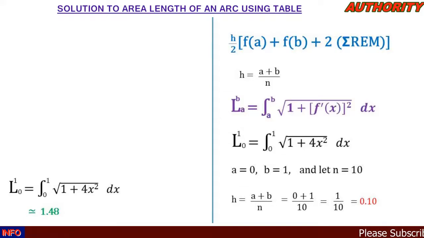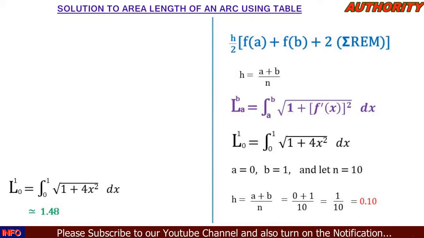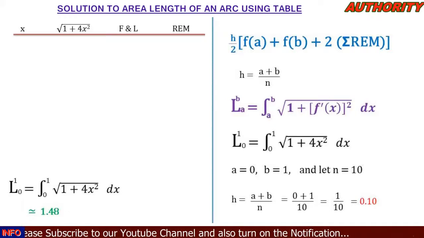Now I want you to form a table of 4 columns, and the rows should give us 13 rows. 13 rows and 4 columns. Now in the first row we are going to write x, then you give a space and write the square root of 1 plus 4x squared. That is what you want to integrate.